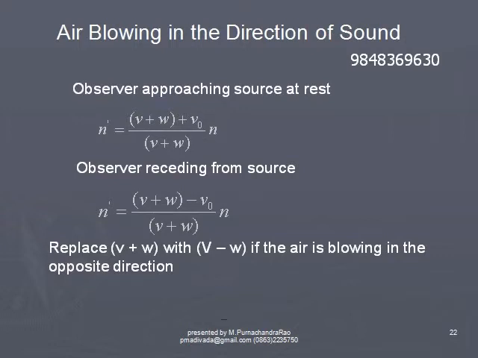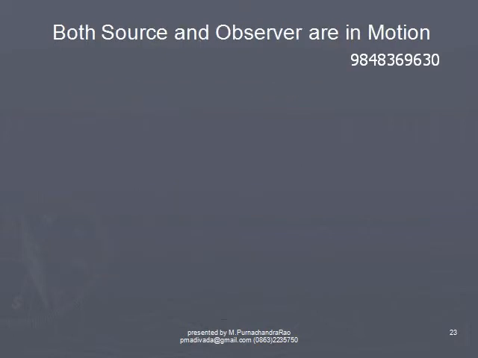When the medium is moving opposite to the direction of propagation of sound, that is, if air is blowing opposite to the direction of propagation of sound, we use v minus w instead of v plus w. Now the case of both source and observer in motion.